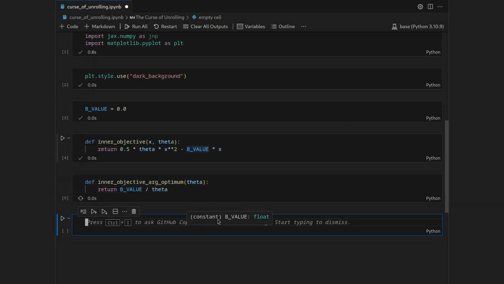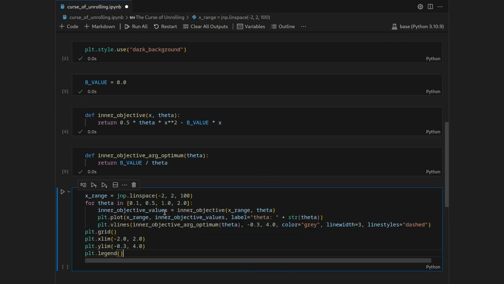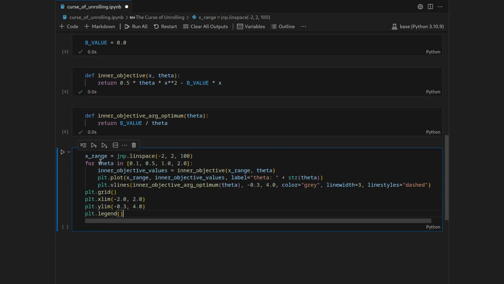So let me scroll down. Then let's create a plot of what this inner objective looks like. For this, I will quickly paste in plotting. So basically, we will choose a range of x values, and then we have 4 different theta values: 0.1, 0.5, 1.0, and 2.0. There we evaluate the inner objective on the entire x values. And then we will also plot them. Ultimately, we will also plot the inner objective optimum as a vertical line.